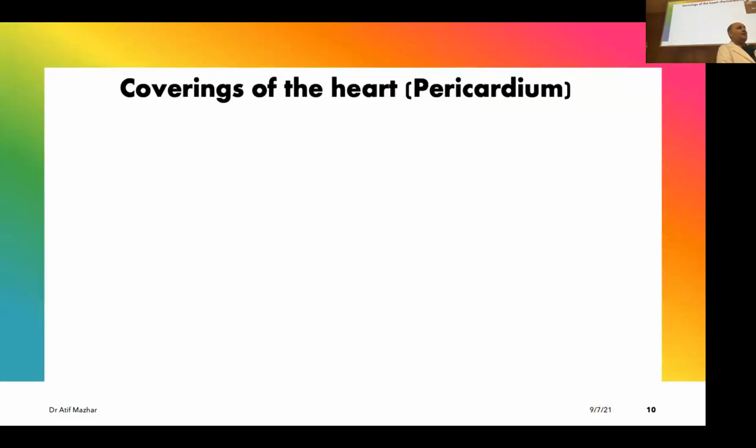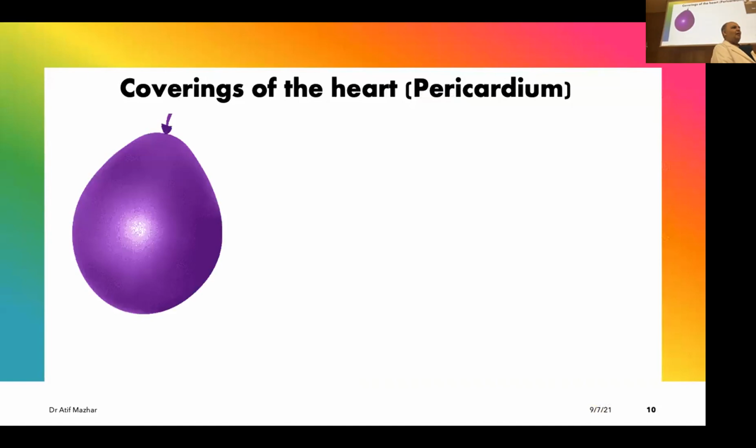Okay, now, coverings of the heart. There's a concept, the pericardium. Just an overview. To understand that, I brought a balloon for you. It's purple. I don't know what the meaning of a purple balloon is, but it's a balloon. And why am I bringing it here? Just to show you the understanding.